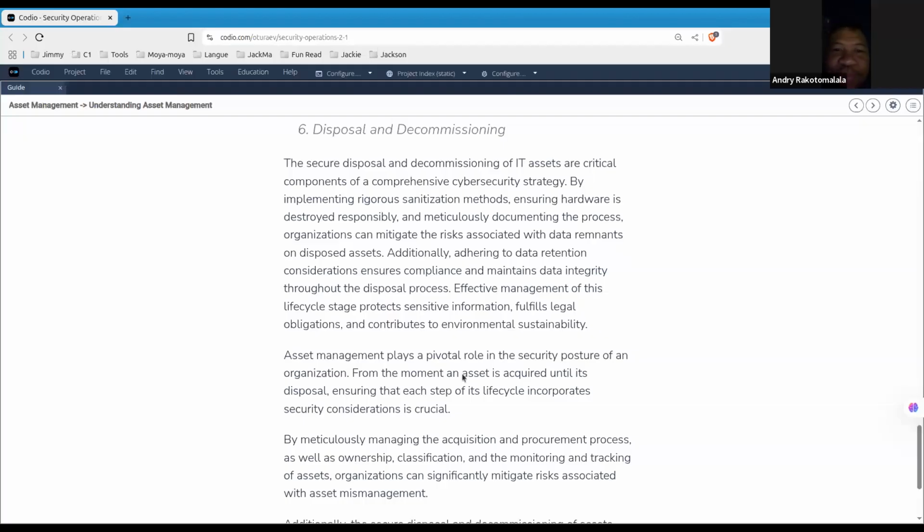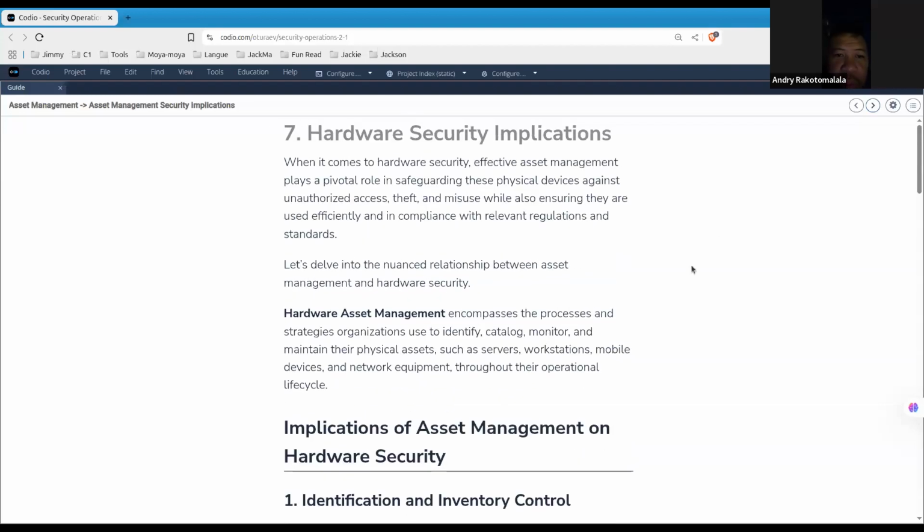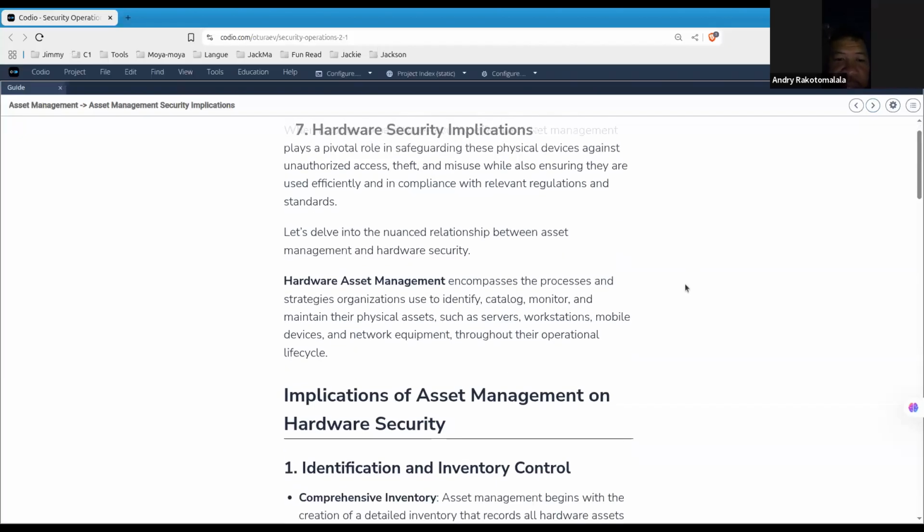All right, let's go to slide 7. Alrighty, now let's talk about hardware security implementations.